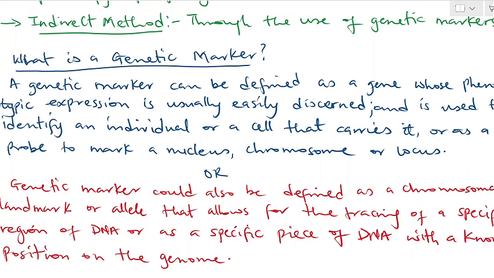It can be defined as a gene whose phenotypic expression is usually determined and is used to identify an individual or a cell that carries it. It could also be defined as what? A chromosomal landmark or allele that allows for the tracing of a specific region of DNA, or as a specific piece of DNA with a position in the genome. Of what importance is this? All of these are important for the genetic engineering process.